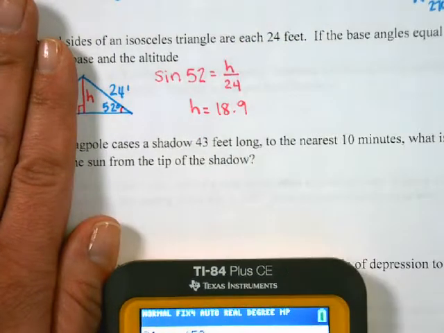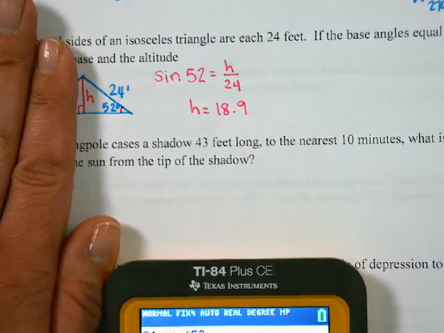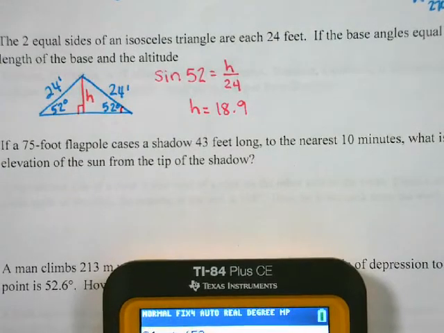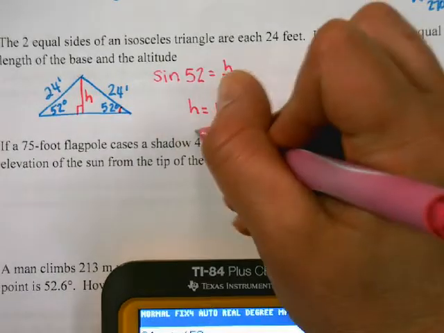Now, if you leave your answer like that, I'm not a cranky lady. But how many sig figs are in my problem? 2. So technically it should be 19 feet, right?